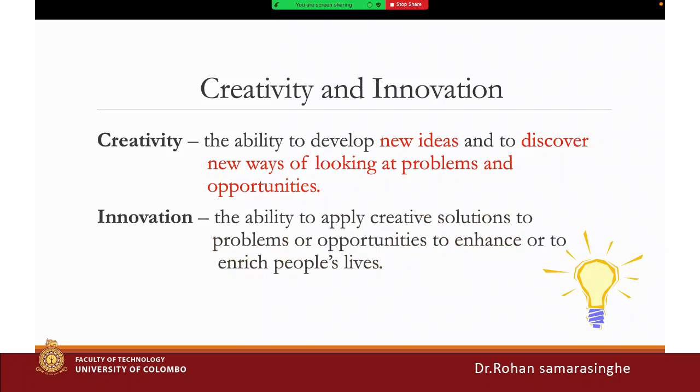And innovation is the ability to apply creative solutions. Here you have given a creative solution or new idea to the problem or opportunity to enhance or enrich people's lives. Actually, when it comes to innovation, definitely it will have a commercial value. Otherwise, it will be an invention. So, innovation is a creative solution to the problem or the opportunity to enhance or to enrich people's lives.